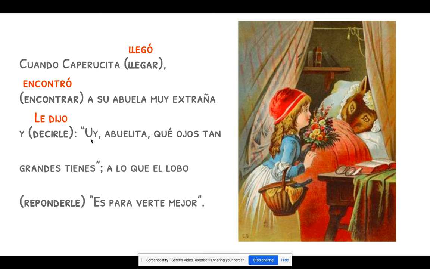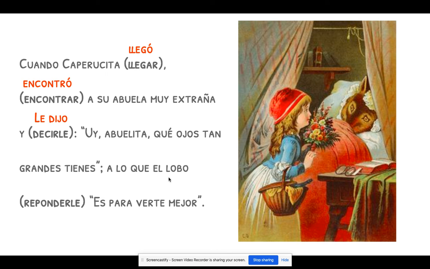She says, uy. Uy is one of those words in Spanish that is like an oh or an ay, ay, ay. So, uy, grandma, que ojos tan grandes tienes. We all know this as the famous line, what big eyes you have. You can see those big kind of creepy eyes over here.